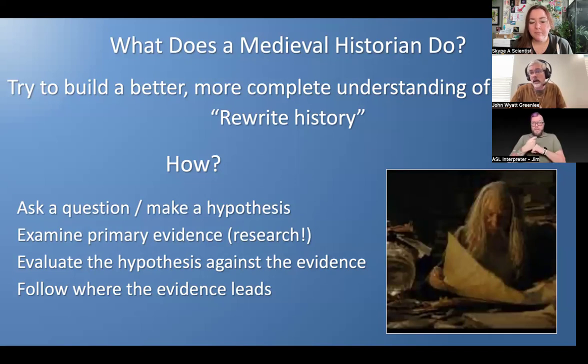And so how does a historian do this? It's a lot like being a scientist. You start with a question. You're looking at a historical event and there's something you don't understand or a question you have, and you make a hypothesis about it, and then you do research.